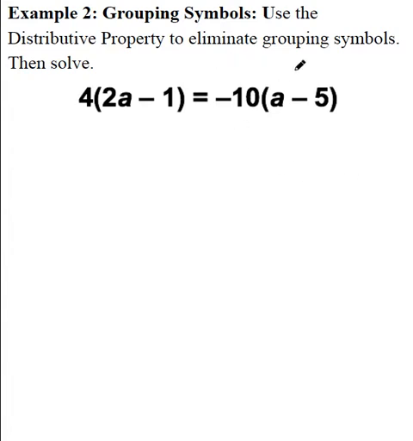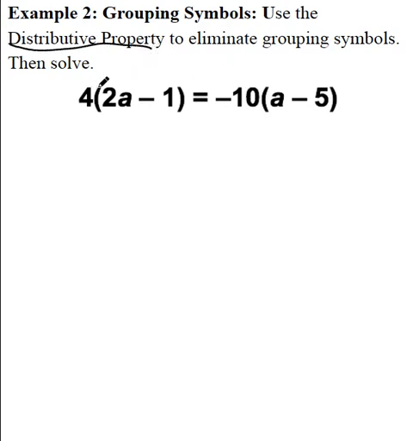All right, in this example, I'm going to use the distributive property to eliminate grouping symbols. Then I'm going to solve. So if you notice, I've got the variable a on both sides of the equal sign, but also notice that the a variable is locked inside these grouping symbols or parentheses. I'm going to get them out. I'm going to take the a variable out of the parentheses by using the distributive property.